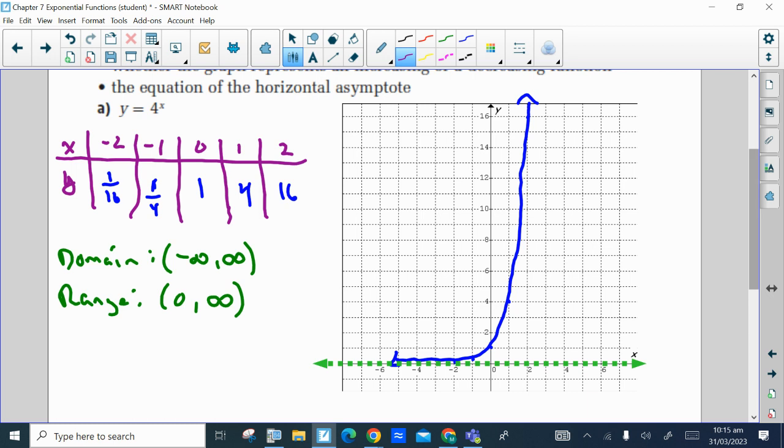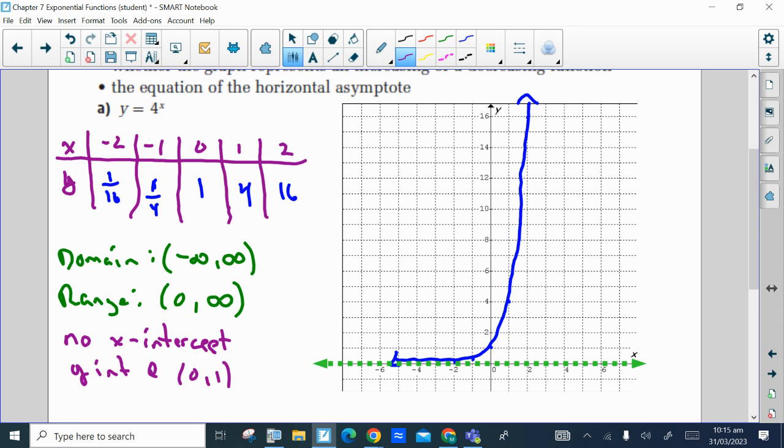It asks us to state the intercepts if they exist. Well, there is no x-intercept because the x-axis is an asymptote. If the graph shifts down, though, you'll get an x-intercept. So we'll see examples of that. There is a y-intercept, and that is the point 0, 1. Remember, the y-intercept is always where x equals 0.